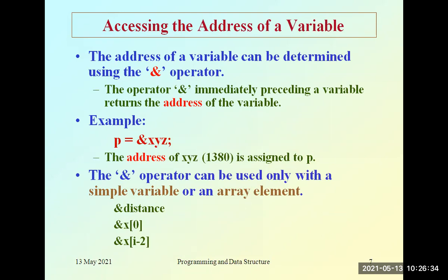If you want to print the value, then you have to write star P. Star P contains the 13850 address, and at 13850 we have to print the 50. So 50 is printed here. Okay, clear students?